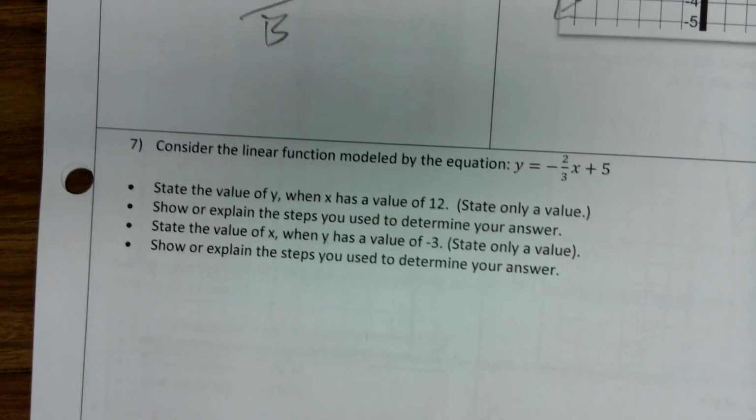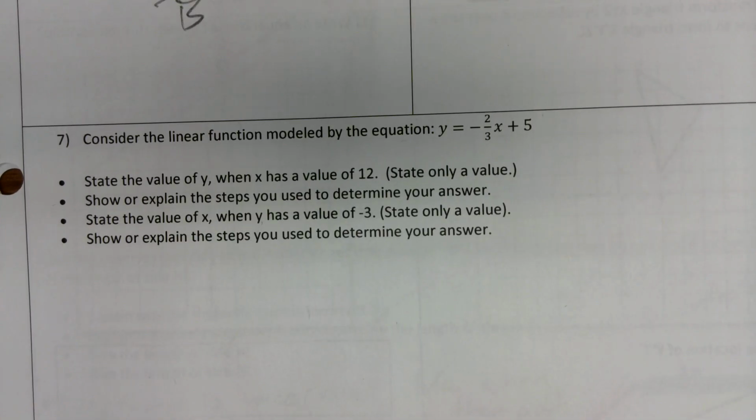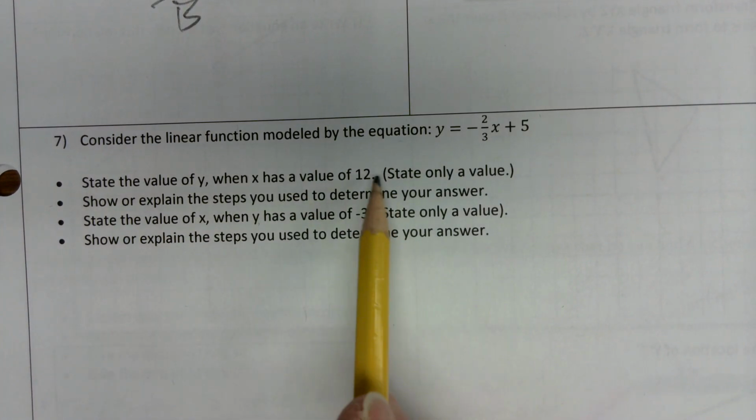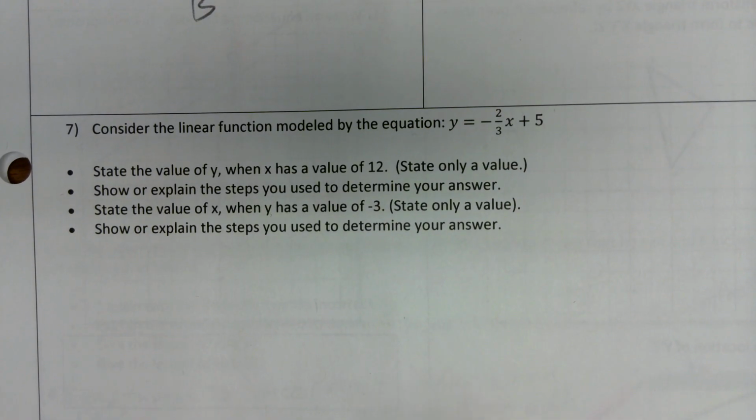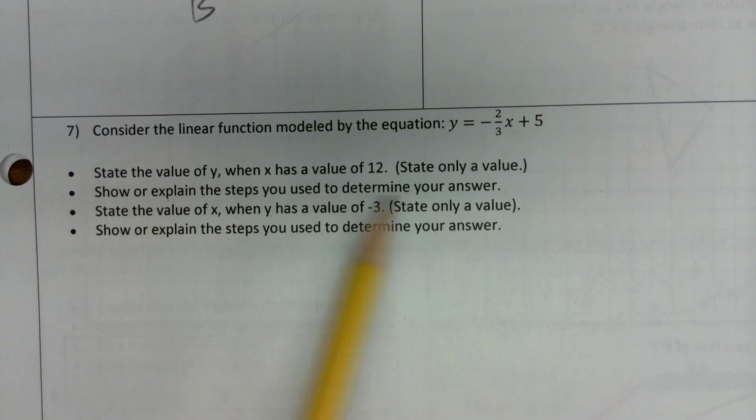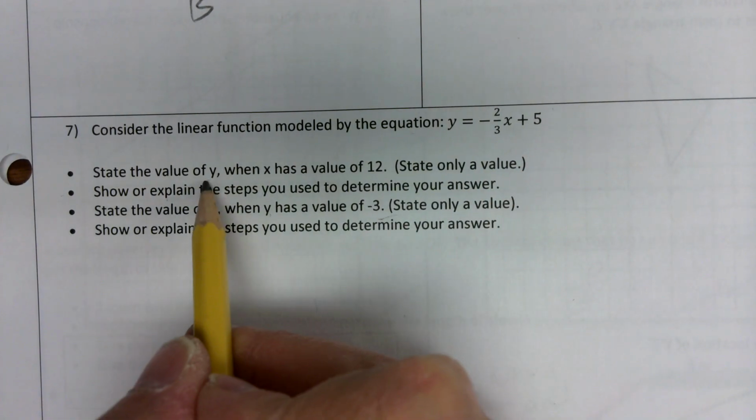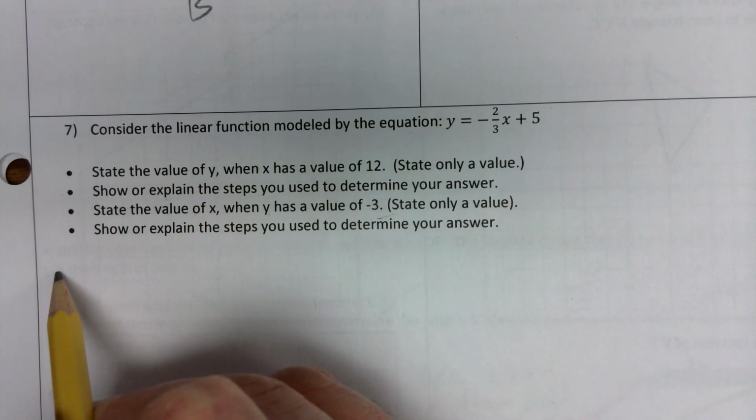Consider the linear function modeled by y equals negative 2/3 x plus 5. State the value of y when x has a value of 12. State only a value. This is kind of like for our test entry system. And then show or explain the steps, state the value of x, and then show or explain your steps. So, got my equation right here. I'm looking for y.